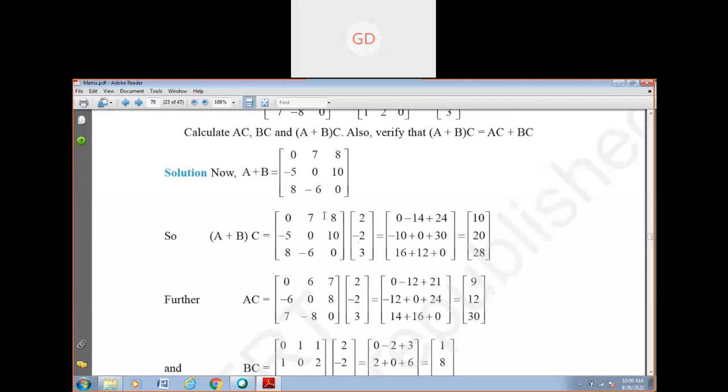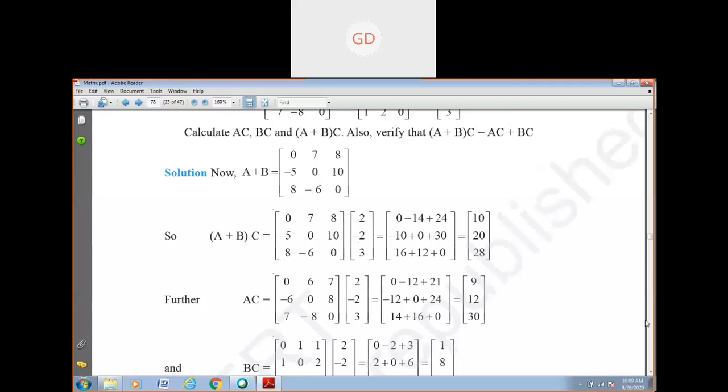There will be no element in the other position because no other column is here. So first row into first column, first row into second column, but the second column is absent. So first row into first column, that's all. That is, multiplication by the first row is over. Second row into first column, multiplication by the second row is over. Third row into first column, so multiplication by the third row is over. So finally we get 10, 20, 28. This is the column matrix we have got for A plus B into C.